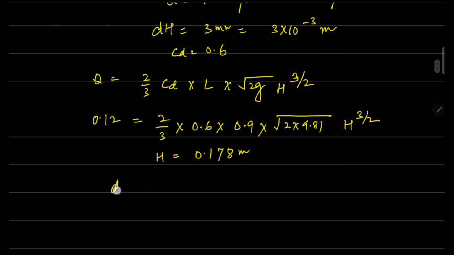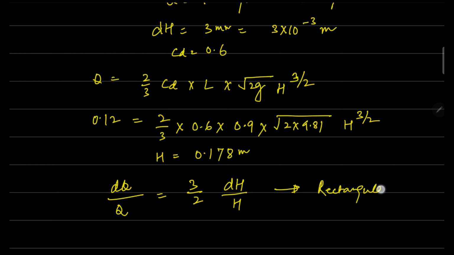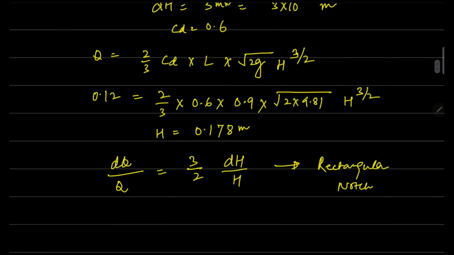So we already have the dH. For this we have already derived that dQ over Q will be 3 by 2 times dH over H. This is valid for the rectangular notch, and when the problem is for the triangular notch, this 3 by 2 will be equal to 5 by 2.